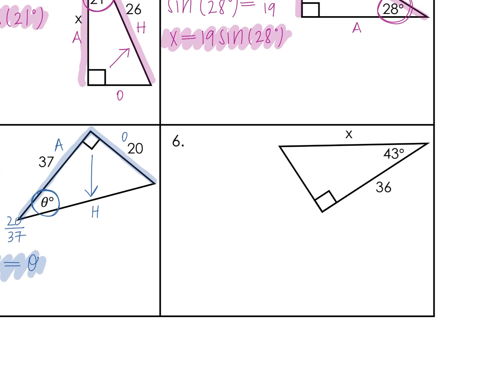All right, moving into our very last problem here, we have number 6. Starting off, I'm marking my angle, labeling my opposite, hypotenuse, and adjacent. We can see here that we know our sides with the hypotenuse and the adjacent. And so that's going to leave me with my cosine. And we'll have 43 degrees is equal to my adjacent, 36, over my hypotenuse, x.